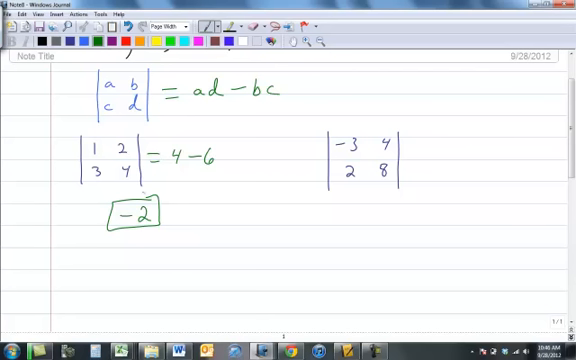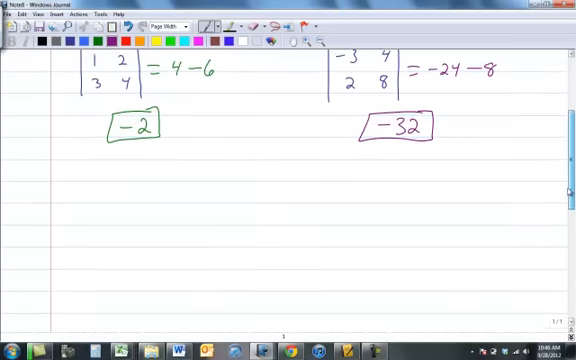All right? Try this one yourself. Go ahead and press pause. Hopefully you all got -3 times 8 is -24, minus 2 times 4 is 8. So -24 minus 8 rather is -32. Determinants. Kind of a slick little thing.